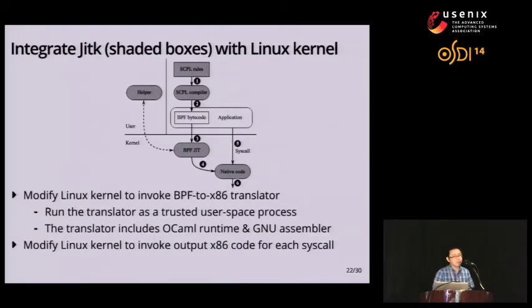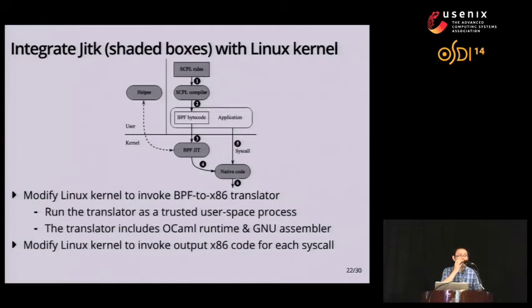And here's the actual design. You can see now programmers can optionally choose to use SAPL. They can write high-level SAPL rules and use a compiler to generate the BPF bytecode, or they can just use BPF as before. Then there's a BPF Jitk in the kernel that translates the BPF bytecode into x86. Later on, the kernel will invoke that generated code for execution to check those system calls.